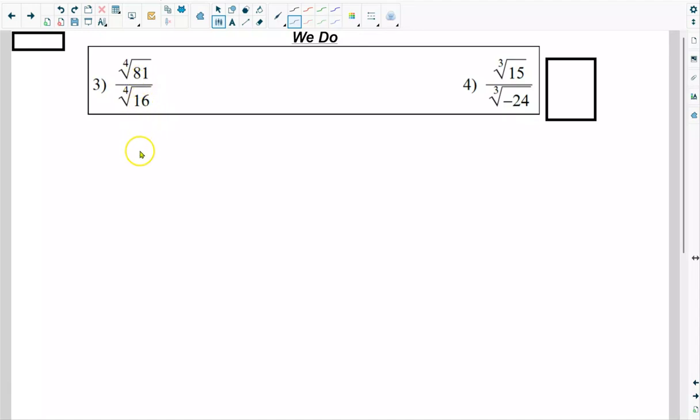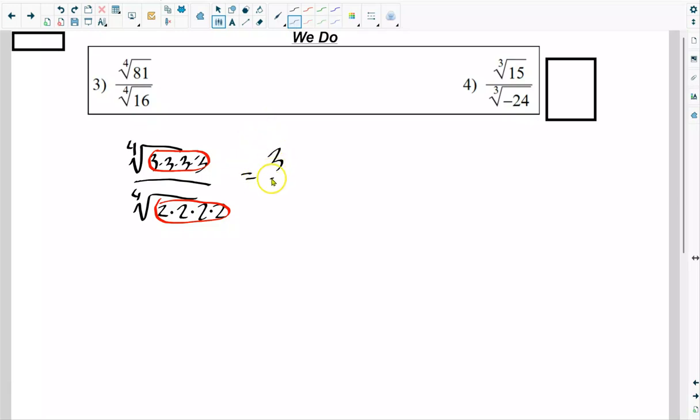So the best approach here would have been to factor the radicand, okay? Right, and because of the index, we're going to circle the 4 factors that repeat. So we're left with 3/2. There is no radical in the denominator. We have rationalized the denominator, so we're good to go. Okay. All right, this one again.